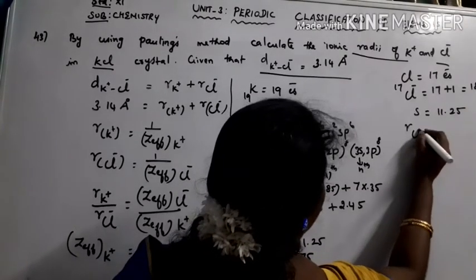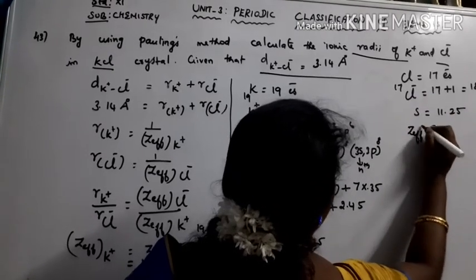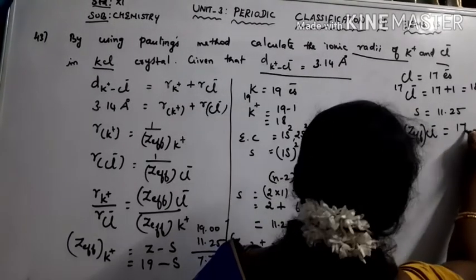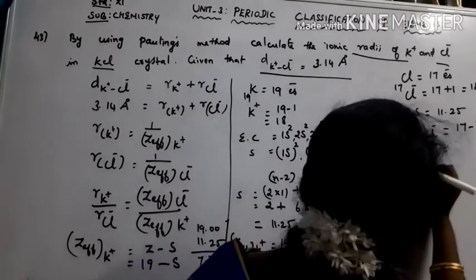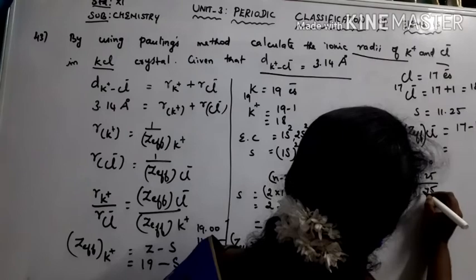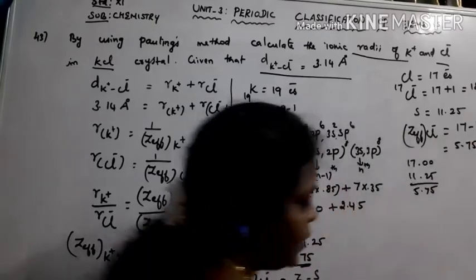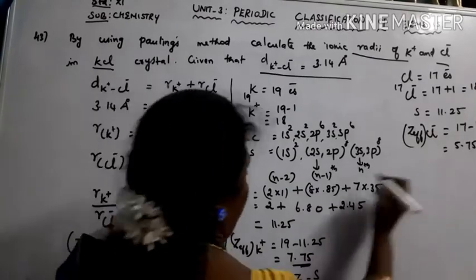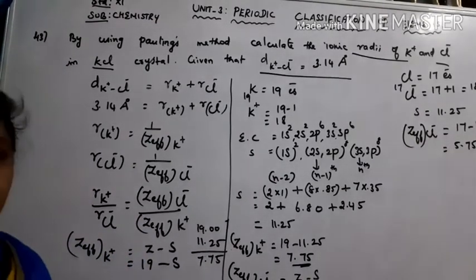Now the effective nuclear charge for Cl minus is equal to the atomic number 17 minus 11.25, which is equal to 5.75. So now we have calculated the effective nuclear charge of both Cl minus as well as K plus.